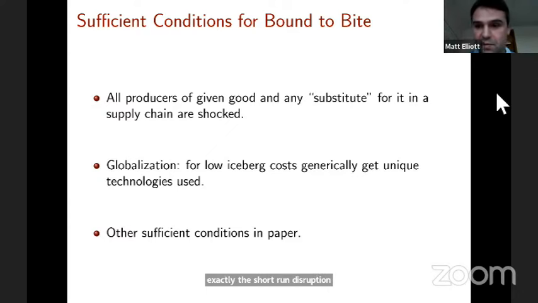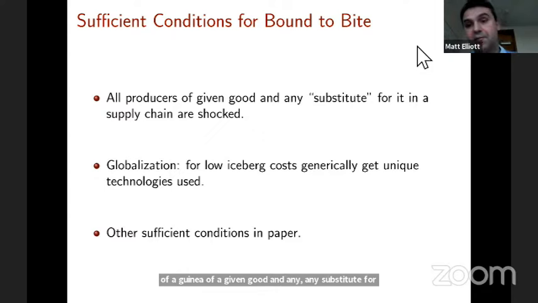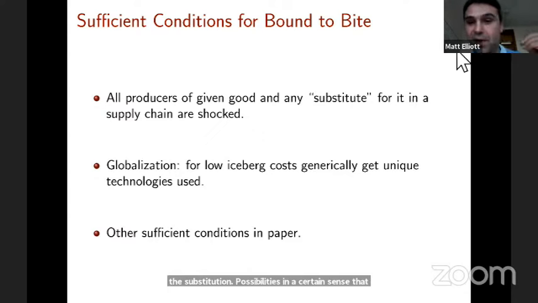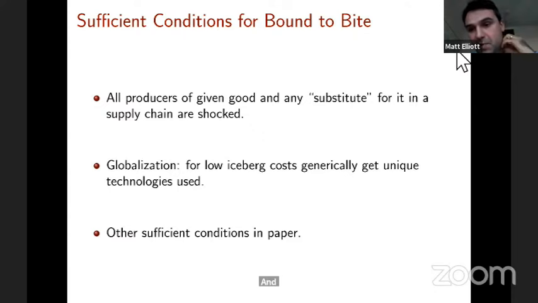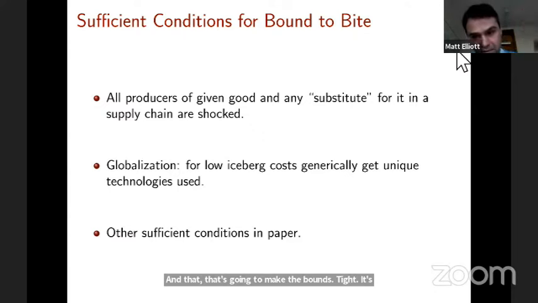The first condition, very roughly, is that all producers of a given good and, loosely, any substitute for it are shocked. So we have industry-wide shocks and no substitution possibilities in a certain sense that I haven't defined here. And that's going to make the bound tight. It's going to mean that when we shock that good, the impact gets traced through to all the final goods.